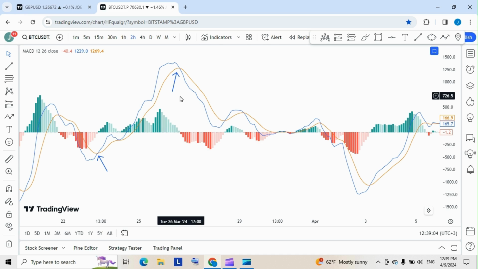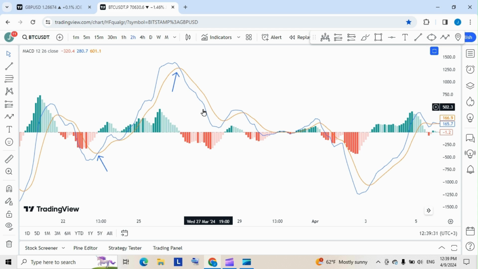You want to go for a sell. Short basically means sell. Long basically means buy. Bullish means the price is going up. Bearish means the price is going down. You can watch my crypto or forex for beginners videos to understand all those terminologies. So whenever this orange line crosses over this blue line, you want to look for a sell. It means the sellers are pushing the price down.